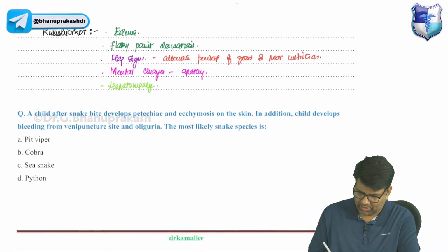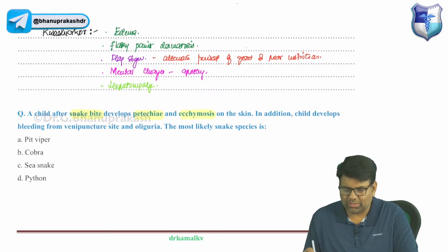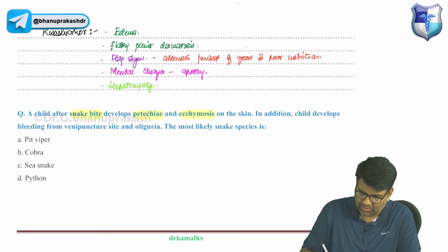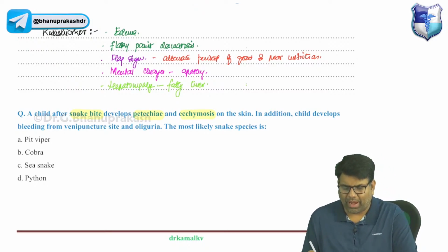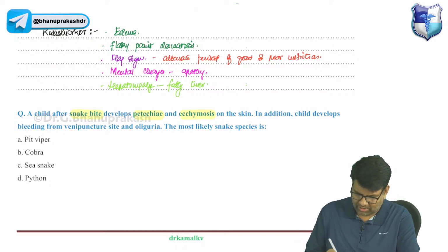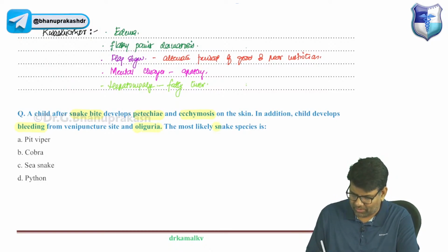Moving forward to next question. After snake bite, there is petechiae and ecchymosis on the skin. So yes, you can write fatty liver. So there is petechiae, ecchymosis, and there is bleeding from the venipuncture site along with oliguria. So if you see here, all the features are suggestive of hemolytic toxin.